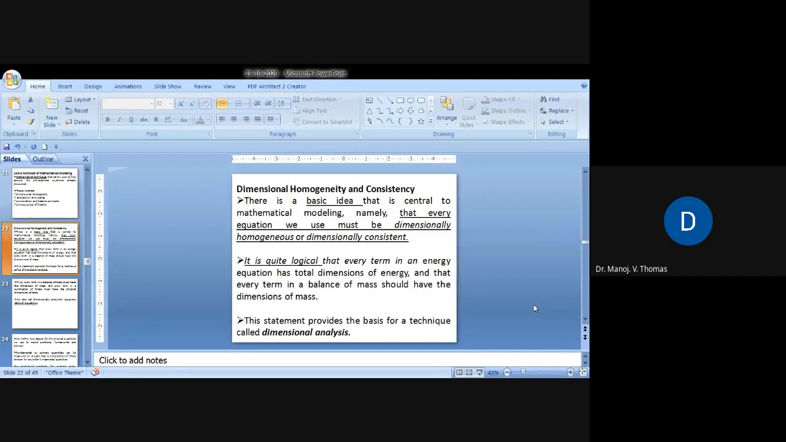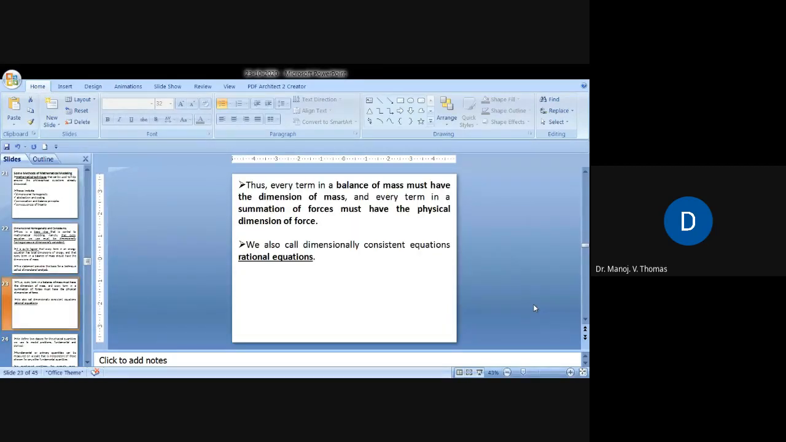What it means, in brief, is that every equation we use in mathematical modeling must be dimensionally homogeneous or dimensionally consistent. So what do we mean by an equation being dimensionally homogeneous or dimensionally consistent? This procedure is known as dimensional analysis. For example, every term in an energy equation will have the dimensions of energy, or every term in a mass equation will have the dimension of mass.